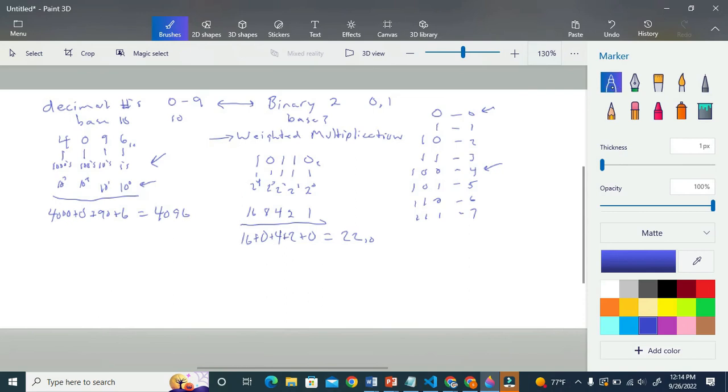Then we need to be able to go the other way. I'm going to erase here because I'm running out of room. Let's erase all this.